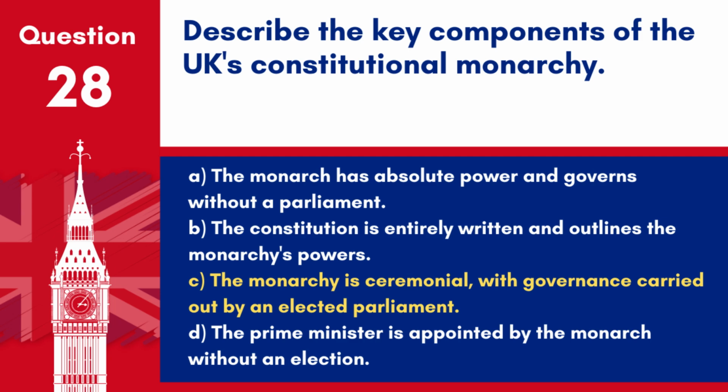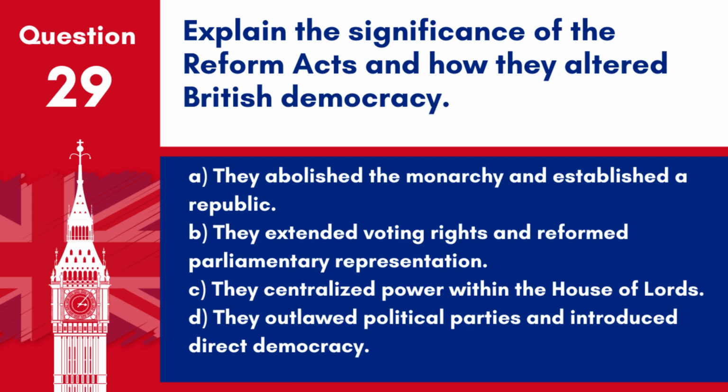The UK's constitutional monarchy combines tradition with democracy, where the monarch's role is largely symbolic and political power is vested in elected representatives. Question 29. Explain the significance of the Reform Acts and how they altered British democracy.